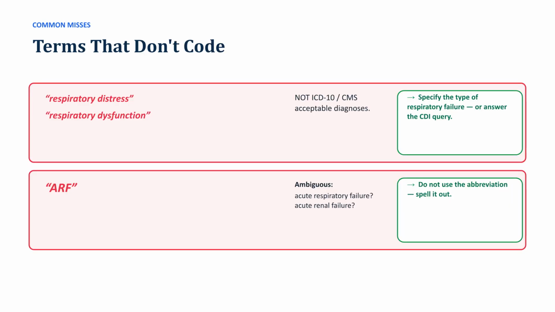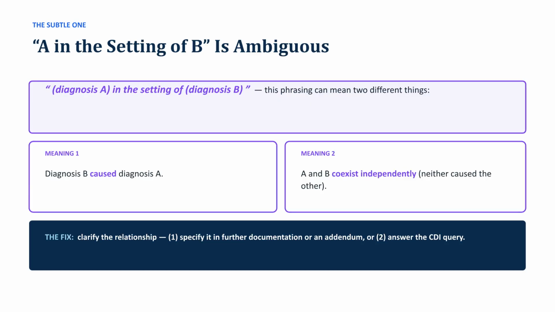Be aware of common documentation misses. Terms like "respiratory distress" or "respiratory dysfunction" are not ICD-10 acceptable and will not code. Additionally, never use the abbreviation ARF. It is ambiguous, as it could mean acute respiratory failure or acute renal failure. Always spell it out.